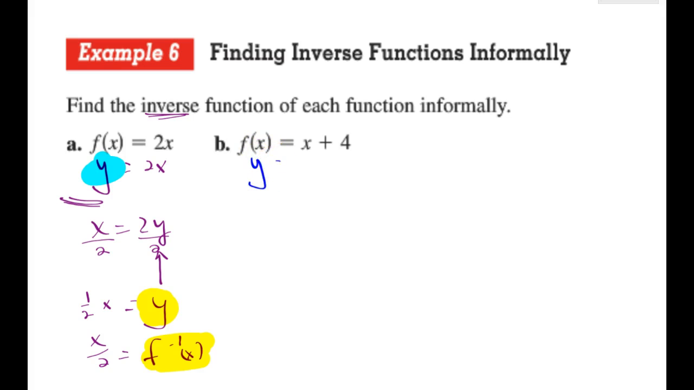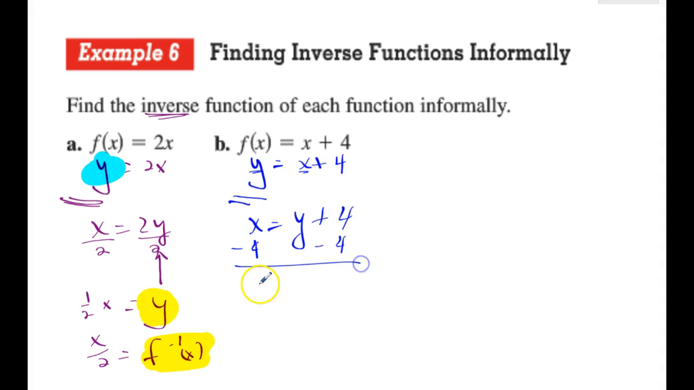Here, f at x really is y. To find the inverse, I replace y with x, and I replace x with y. But remember, you have to solve for y. So I can do that by subtracting off 4, x minus 4, and then I'm going to replace this y with the inverse function.